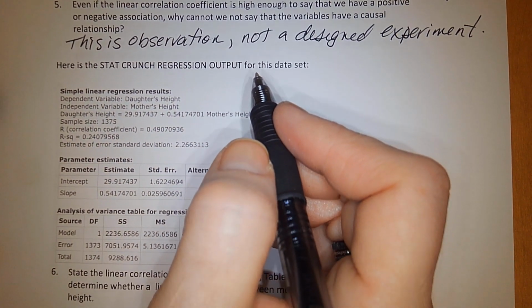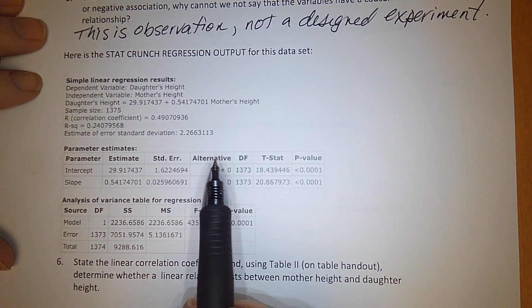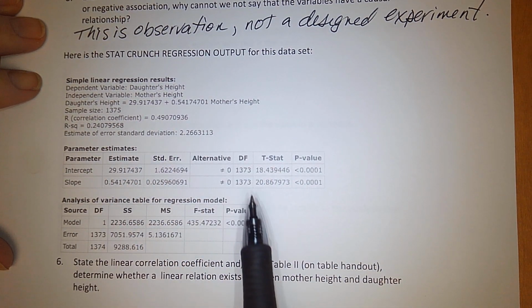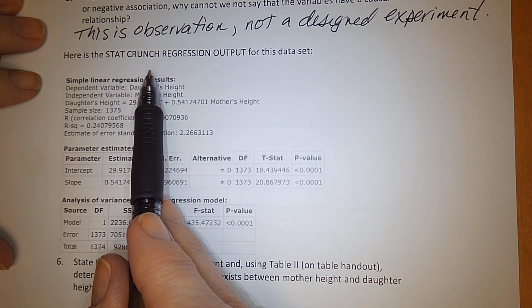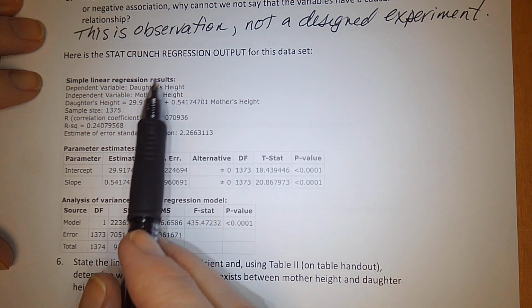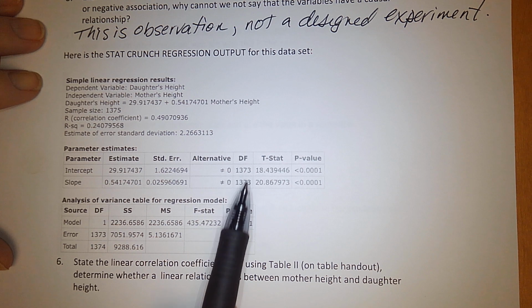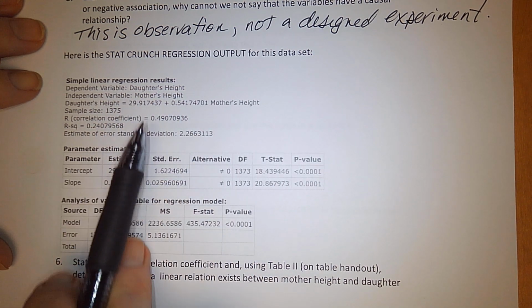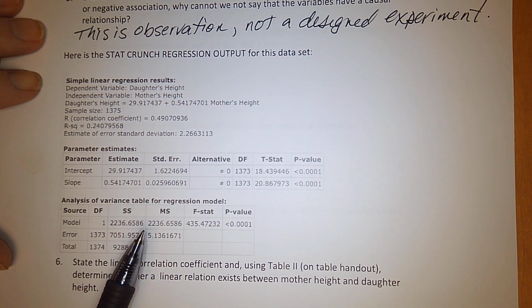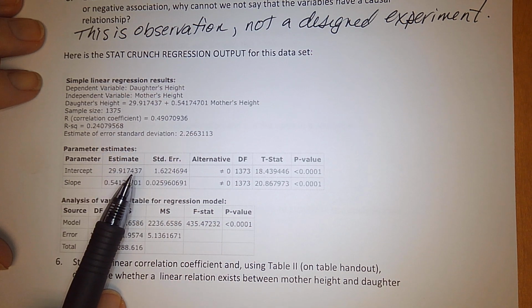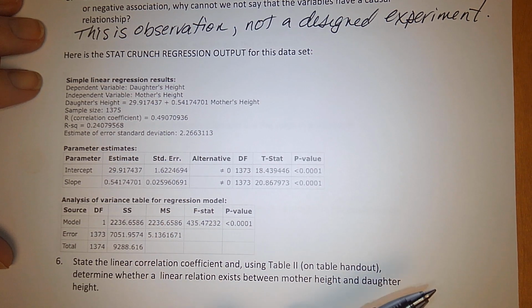So then I went into StatCrunch. This is something you might see on a test, because on a test you clearly don't have StatCrunch to be able to use. So on a test, I'll cut and paste the output into your test, and you'll have to interpret what all of this means. Here's the StatCrunch regression output for this particular data set.